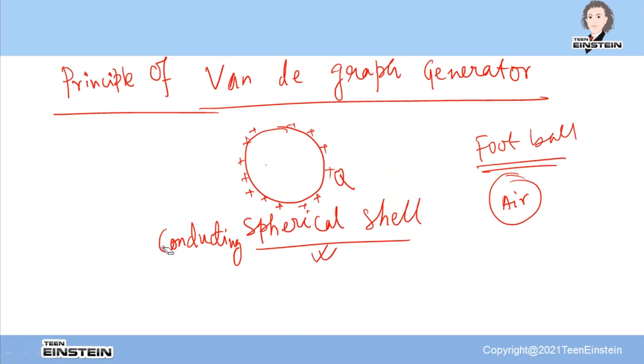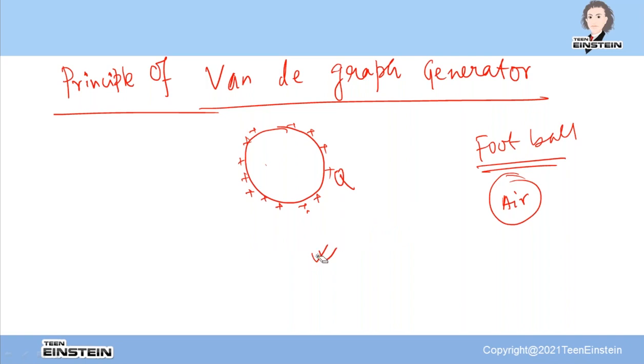This will be 0. The electric field inside the spherical shell will be 0. What will be the electric field outside at distance r? It will be q by 4 pi epsilon naught r square, as if the whole charge is concentrated at the center as a point charge. That's how you get the electric field at any outside point.